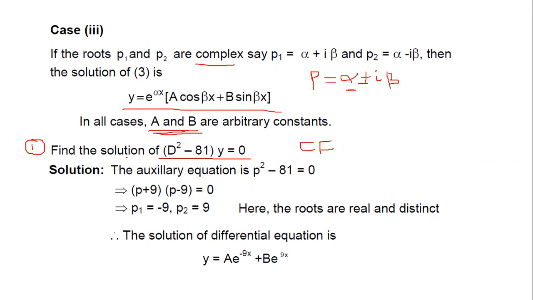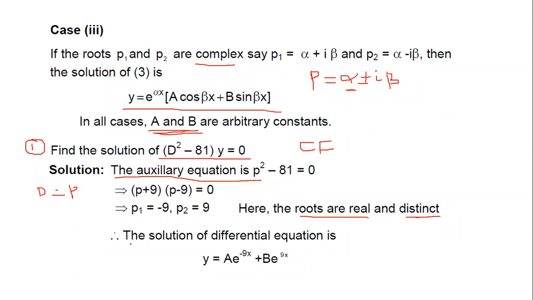So what is the first step? First step is you have to substitute D equal to p. Substituting D equal to p, you will get p square minus 81 equal to 0. Then we get (p plus 9)(p minus 9) equal to 0. Then p1 equal to minus 9, p2 equal to 9. So here the roots are real and distinct.